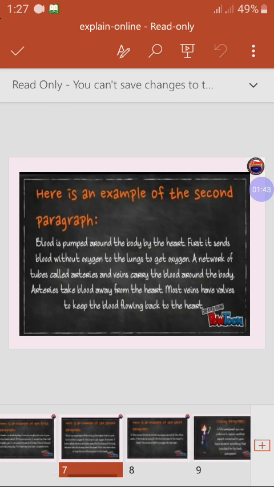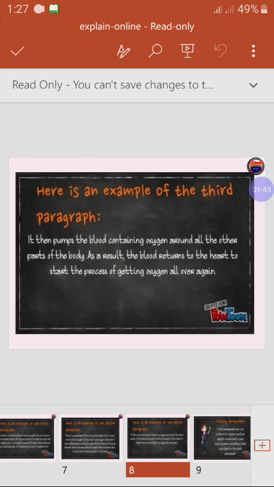As for the third paragraph, we are going to complete explaining the other stages. So let's read it. It then pumps the blood containing oxygen around all the other parts of the body. As a result, the blood returns to the heart to start the process of getting oxygen all over again. So here it is going to explain the second stage. It's how the blood goes from the body parts to the heart. And this is how the process is going to be repeated again.